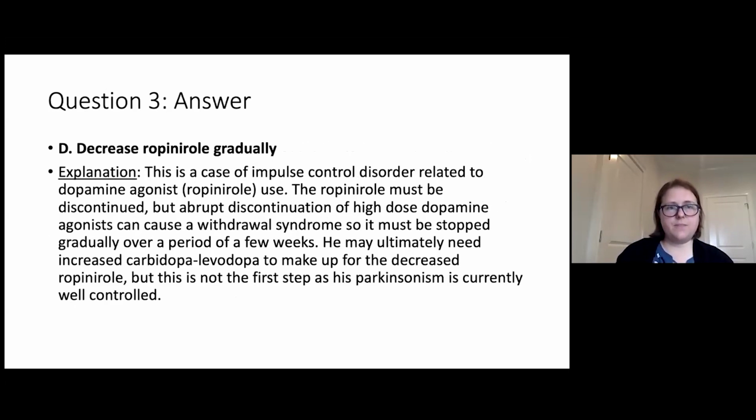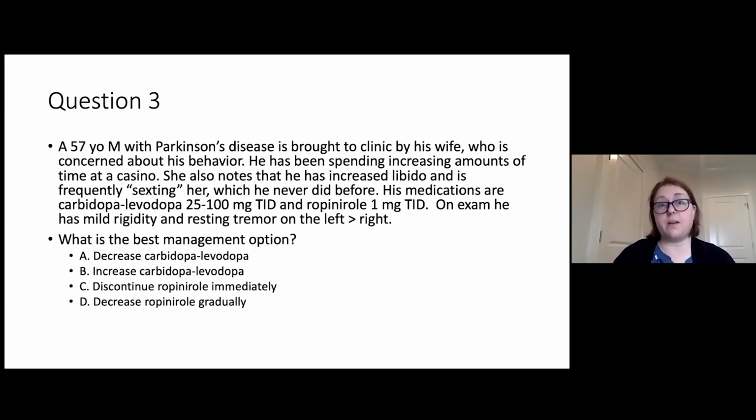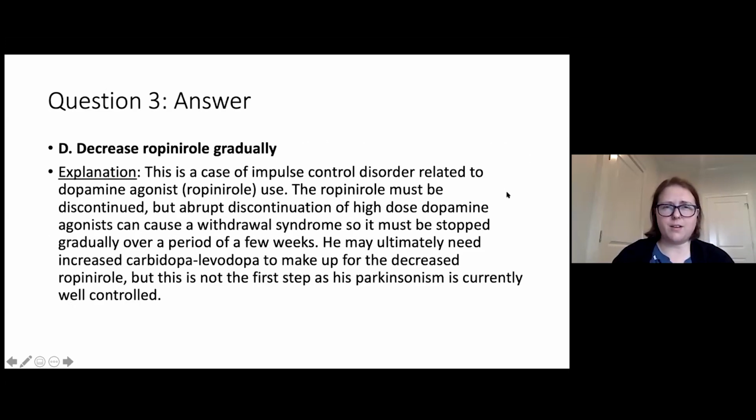Okay, so the answer is decrease ropinirole gradually. I made this question a little bit challenging because there are 2 issues that I want you to recognize here. The first is that this is impulse control disorder related to a dopamine agonist, ropinirole, use. This is actually a real patient that I saw who developed problems with sexting, a problem of our modern world. So this is due to ropinirole. It definitely does need to be discontinued.